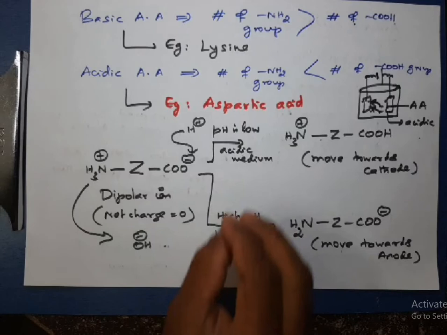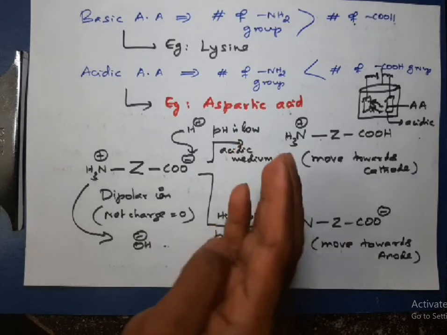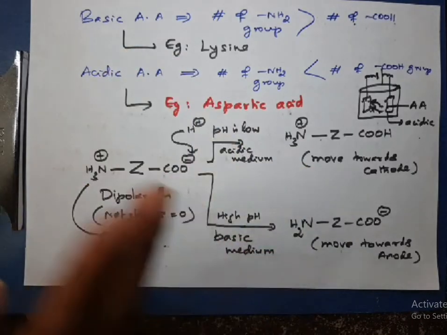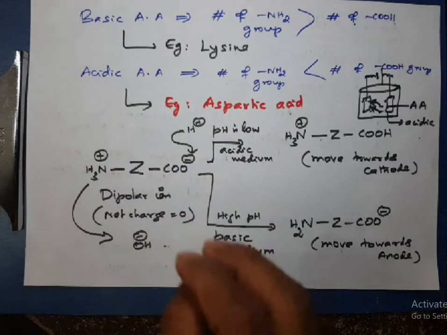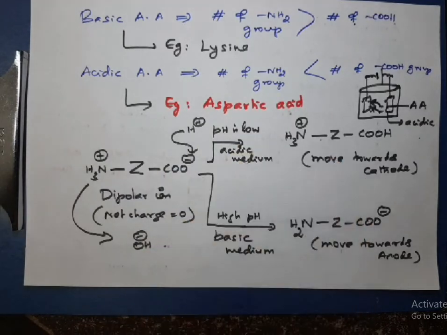Listen, instead of low pH and high pH, if I take some intermediate pH, at one particular intermediate pH, the amino acid molecule neither moves towards the cathode nor towards the anode. That pH is what we call the isoelectric point. So what is the isoelectric point? Let me write here.